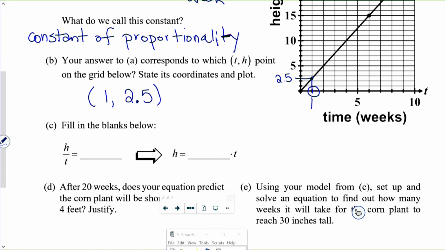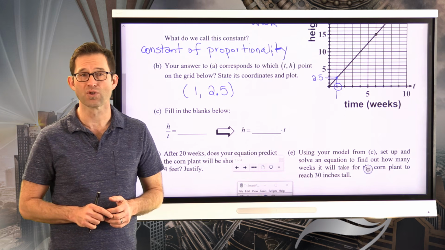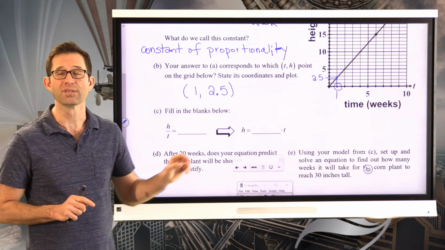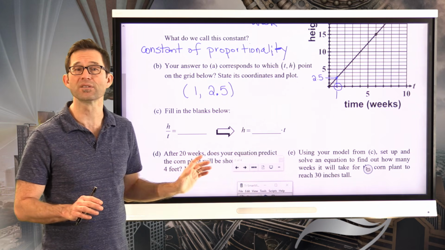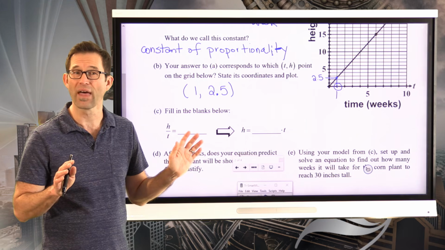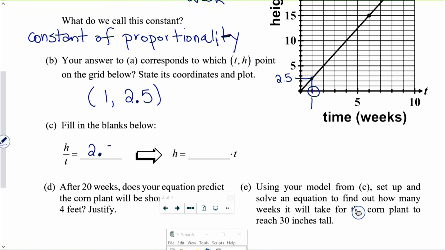Now letter C. Fill in the blanks below. H divided by t is equal to what? And therefore h is equal to what times t? All right. Well, this is the whole point of the constant of proportionality, right? The whole point is, if these two variables are proportional, then h divided by t will be the same always. And what we got that one time when we did h divided by t is 2.5, and therefore h is 2.5 times t.